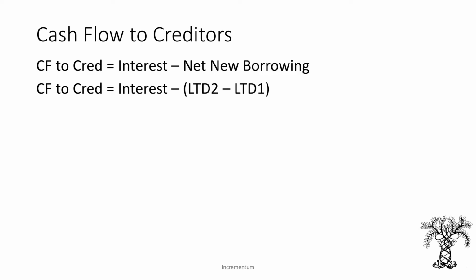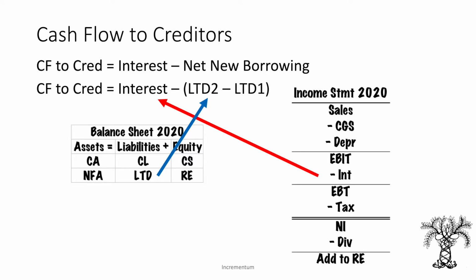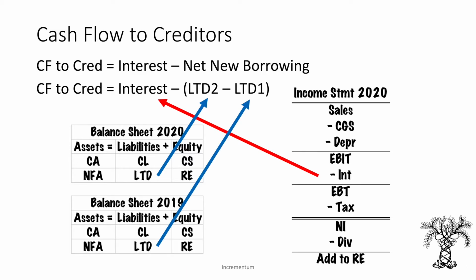So if we're trying to calculate cash flow to creditors in 2020, let's say, and we're a firm outsider, then we're going to need to look at the firm's financial statements. The interest will come from the 2020 income statement. Long-term debt at the end of the year will come from the 2020 balance sheet. Long-term debt at the beginning of the year will come from the 2019 balance sheet, because long-term debt on December 31st, 2019 is essentially long-term debt on January 1st, 2020. So that would be the beginning of the year.